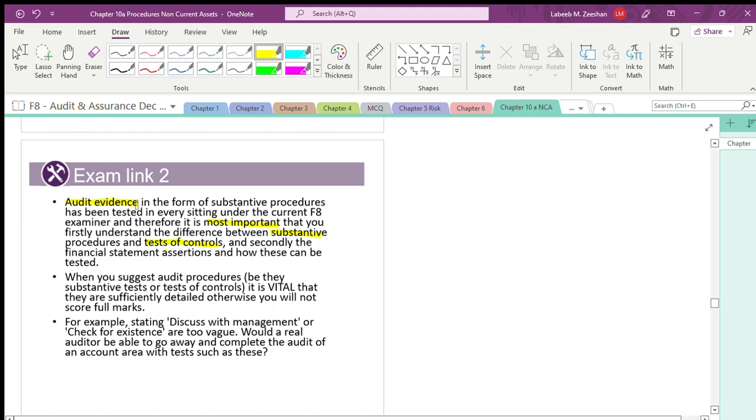Secondly, financial statement assertions: completeness, rights and obligations, accuracy, existence. You have to understand these things. When you suggest audit procedures, substantive procedures, it is vital that they are sufficiently detailed. Don't just write 1 or 2 sentence answers, specifically 1 sentence answers. You have to add some spice, then only it will work.